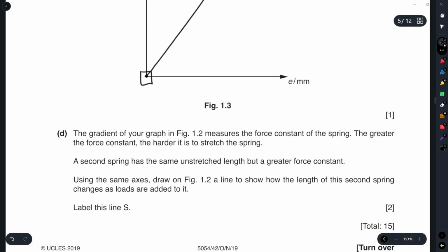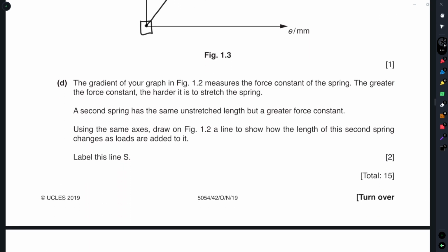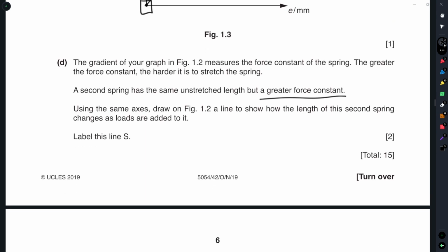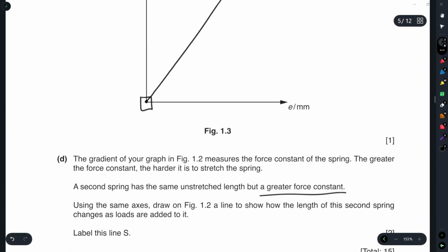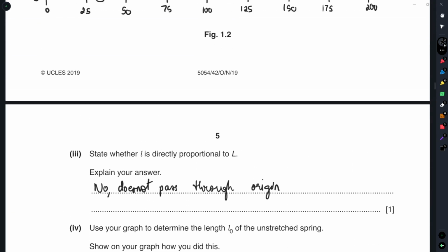Then the question says the gradient measures the force constant. Greater the force constant, harder it is to stretch the spring. The second spring has the same unstretched length, but a greater force constant. So gradient जो है वो ज़्यादा होगा. That's what the question says. So the question says that the second spring has a greater force constant. Using the same axes, draw a line to show how the length of the spring changes as loads are added to it. So again, you're going to have a straight line. कहाँ पे बनाना है? 1.2. तो यहाँ पे बनाना है.